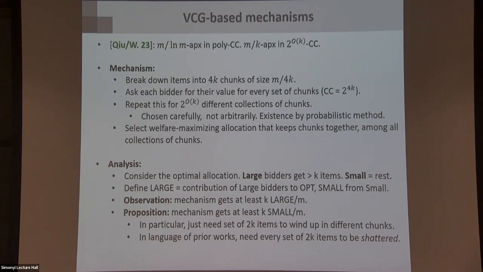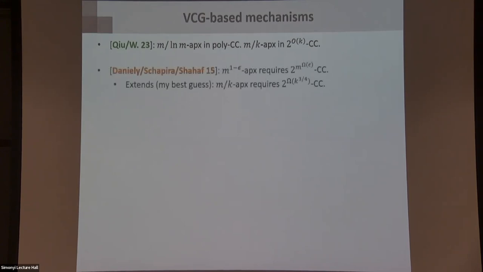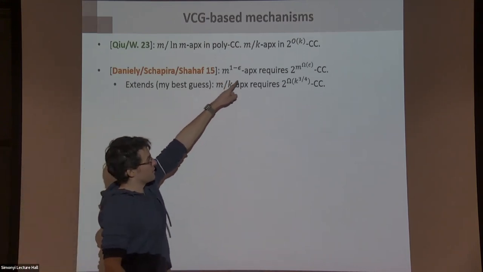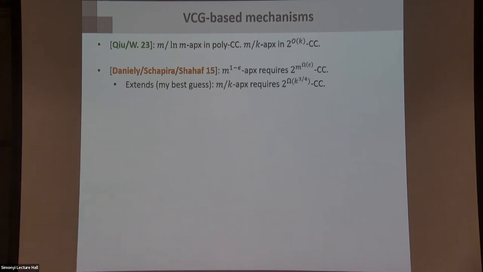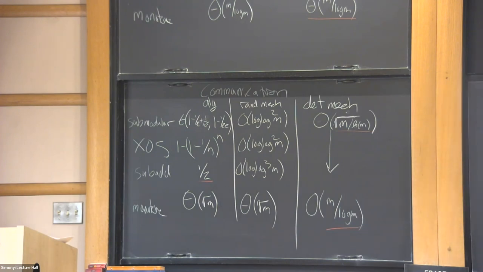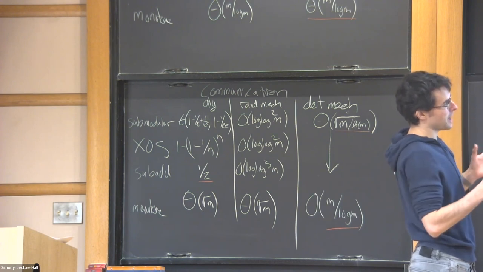So okay, that's the positive result. And speaking of learning theory people contributing to the state-of-the-art negative results, this was the state-of-the-art hardness. If you want a VCG-based mechanism, so you want to use exactly this approach on the board behind here with the VCG prices, then they showed that if you want an m^(1-epsilon) approximation, you need exponential communication.